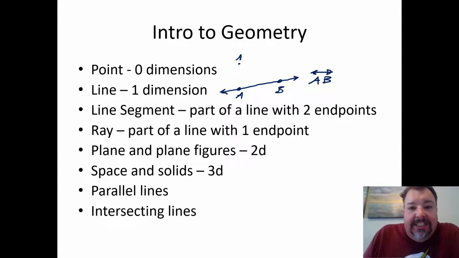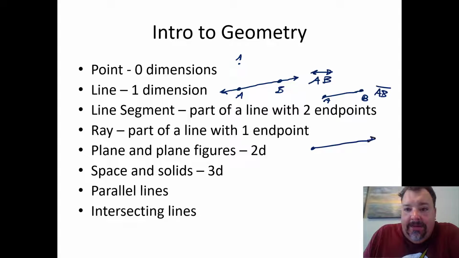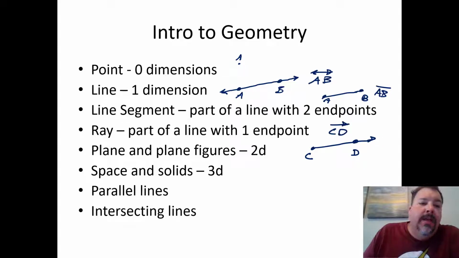A line segment is part of a line with 2 endpoints. So if we just cut it off here, and there's point A and there's point B, then we have a line segment AB, which we just put a line over like that. A ray is part of a line that has 1 endpoint, and then goes off in one direction. Let's use some different letters here. So we can say that this is CD, and we can label it like that.